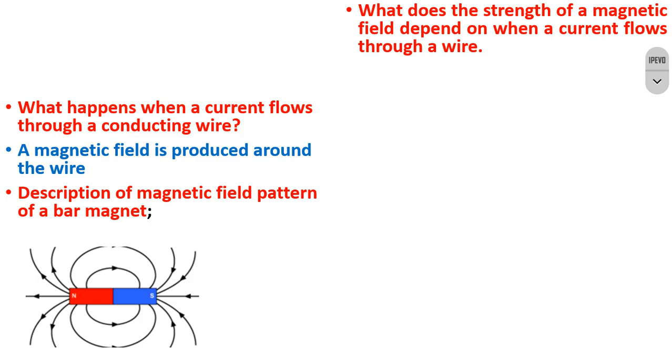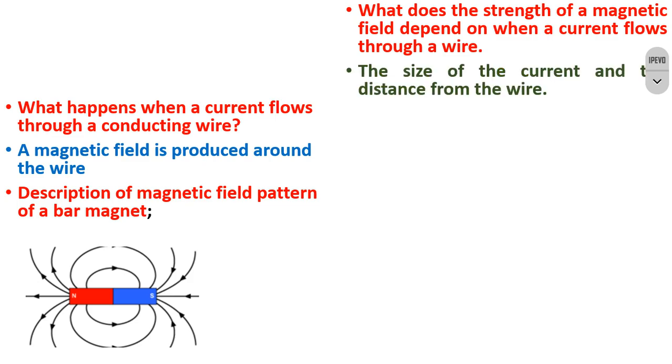What does the strength of a magnetic field depend on when a current flows through a wire? The strength of a magnetic field depends on the size of the current and the distance from the wire. Someone say, what is a solenoid?